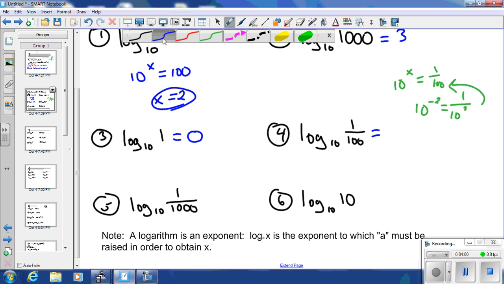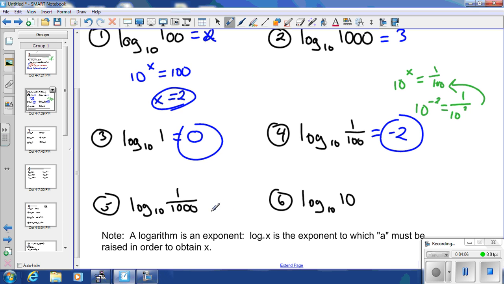So this is a negative 2. And so hopefully you see that this is going to equal negative 3, because this is 10 to the negative third power, which means 1 over 10 to the positive third power, which will equal 1 over 1,000. And the last one here, hopefully you got it, is 1. 10 to the first power is equal to 10.